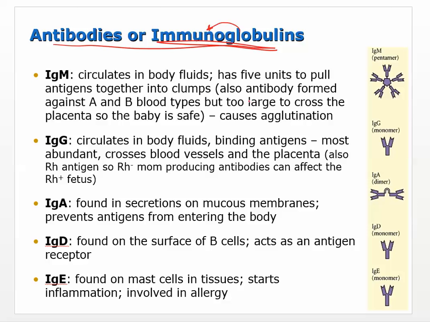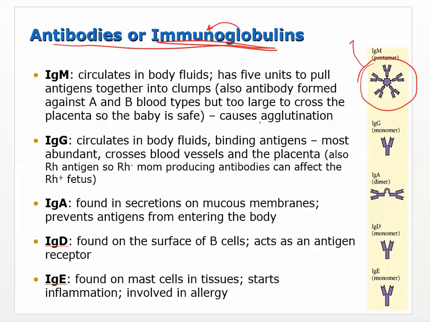This one happens to be the antibody that forms against A and B blood types. Now we know that mom can be type O blood and have a baby that is type A blood. We know that, and that's because this larger IgM, since it's the one that's going to recognize the A antigen, is not able to pass through the placenta. So it's too large to cross the placenta. So even though it can attack a blood type, it can't get to the baby, and so the baby is fine.